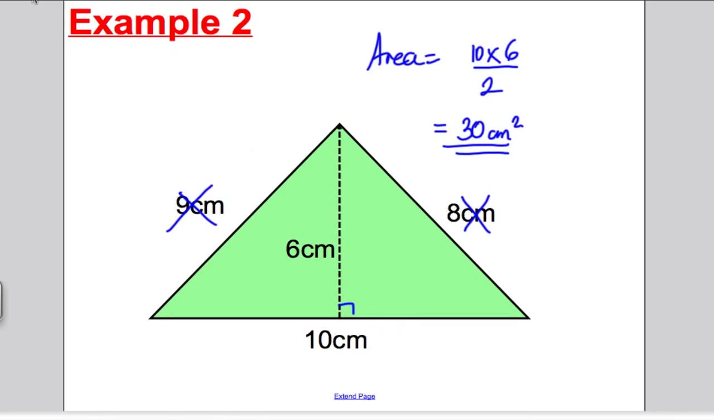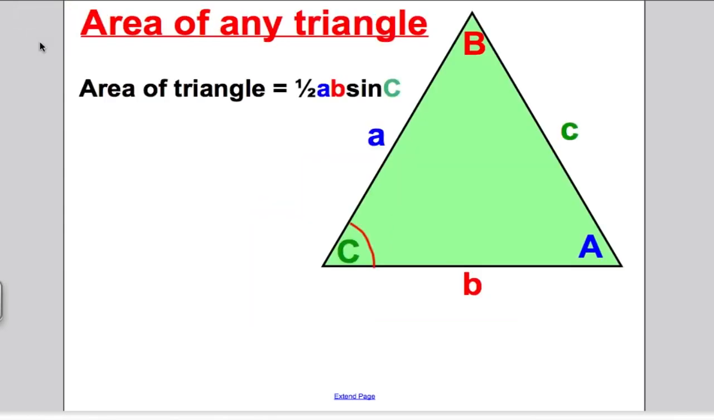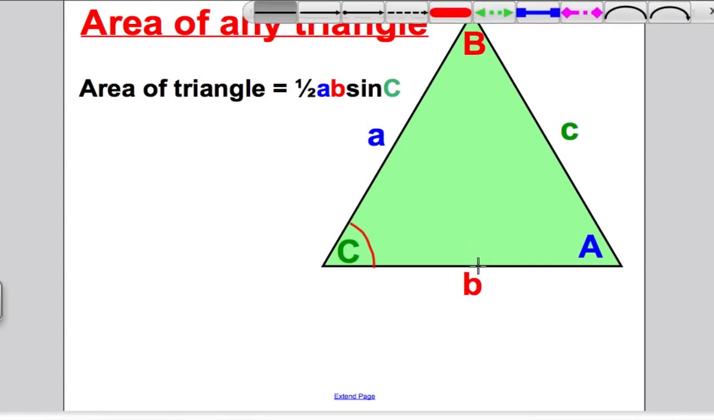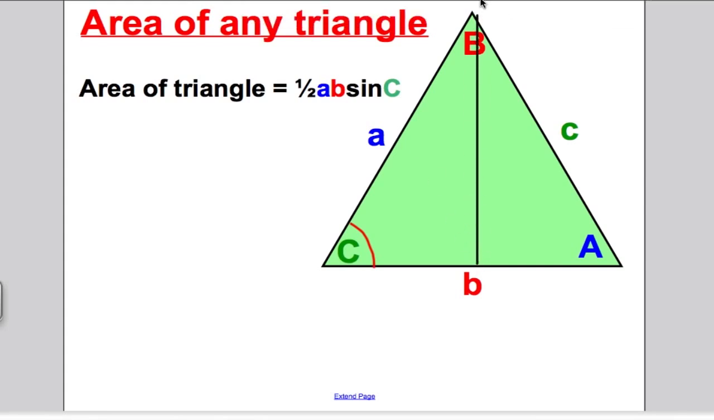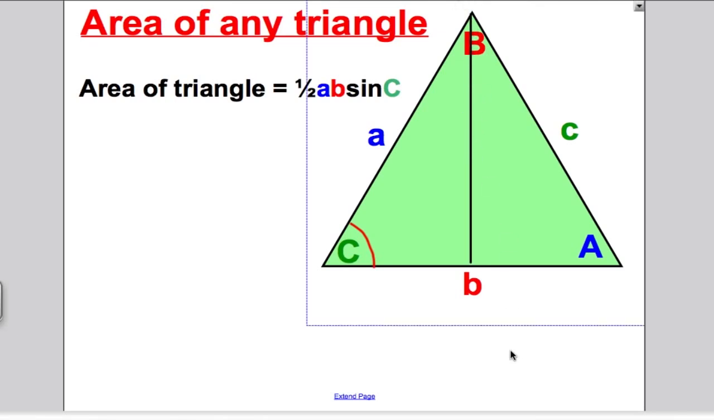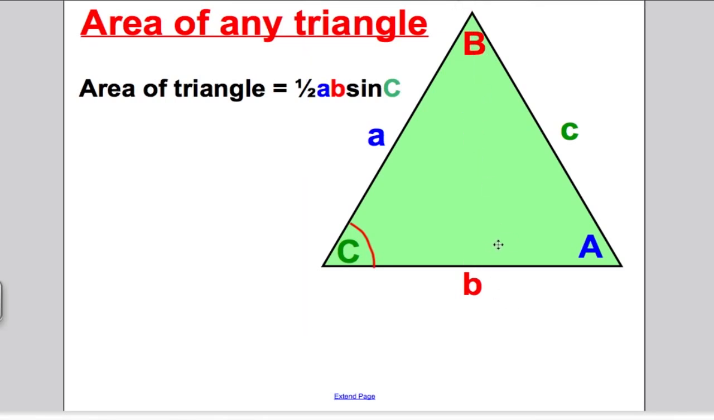Okay, the next thing we need to move on to, the harder topic that comes up in higher, is the area of any triangle where you don't know the perpendicular height. Like this here would be the perpendicular height. Imagine you're not told that. You are not told anything about that at all. So you can't use base times perpendicular height divided by 2.